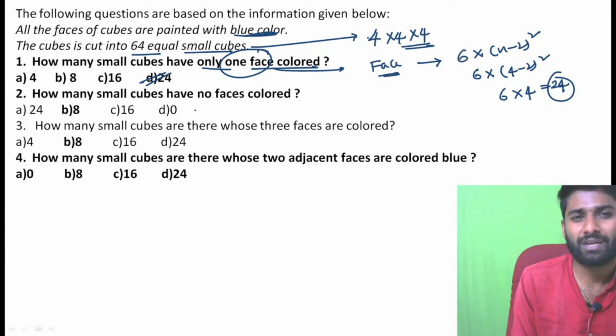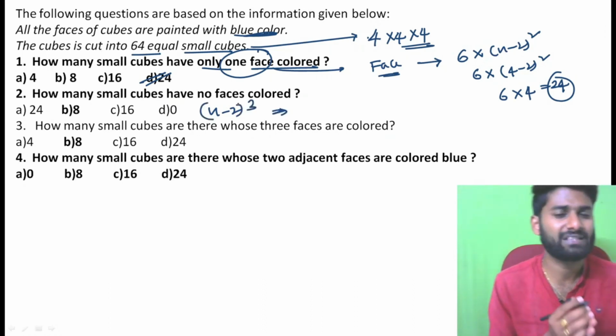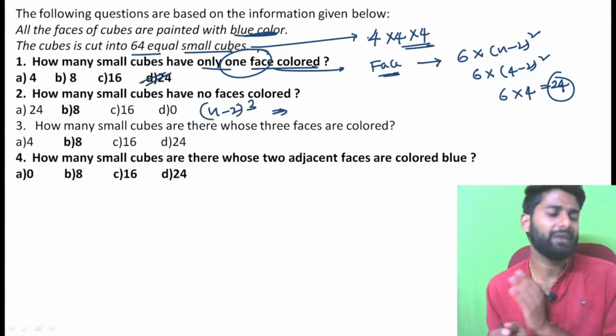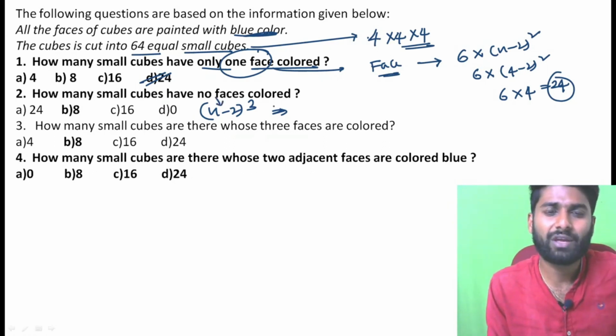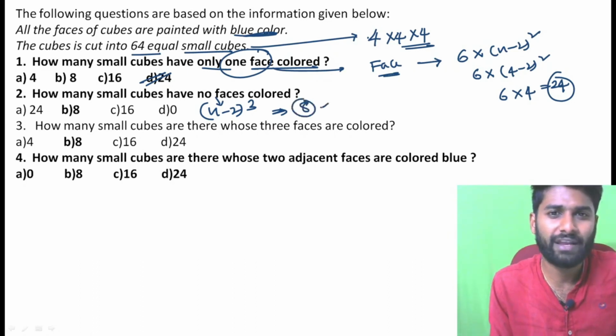If you want no color, every time you subtract 2: n minus 2, n minus 2, n minus 2, the value becomes n minus 2 whole cube. So if you want the formula directly, you can consider n minus 2 whole cube, or total minus painted. Same thing, you get the answer, guys. So no face color is exactly equal to n minus 2 whole cube. N value is 4, 4 minus 2 is equal to 2, 2 cube is equal to 8, guys.